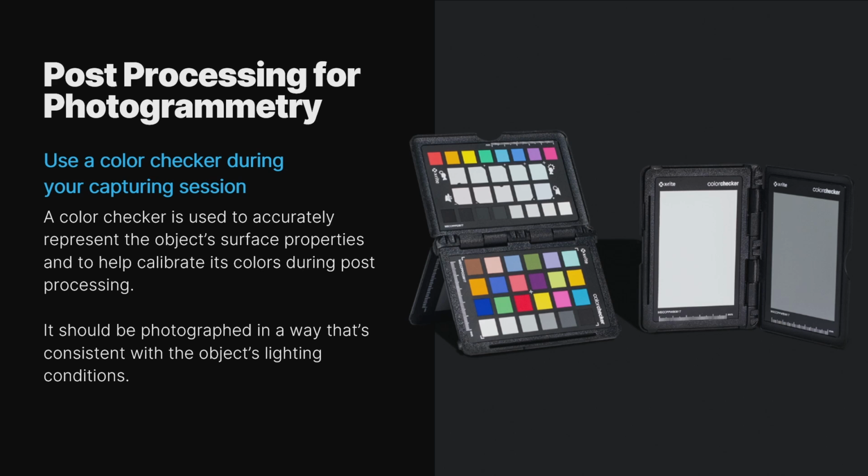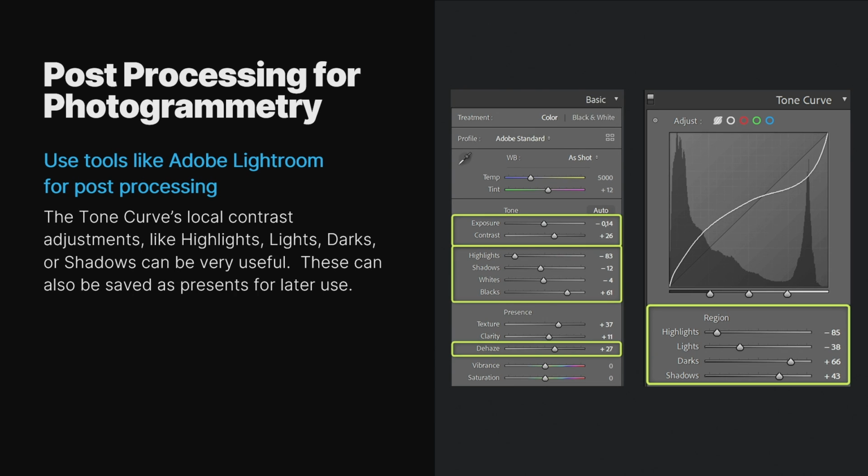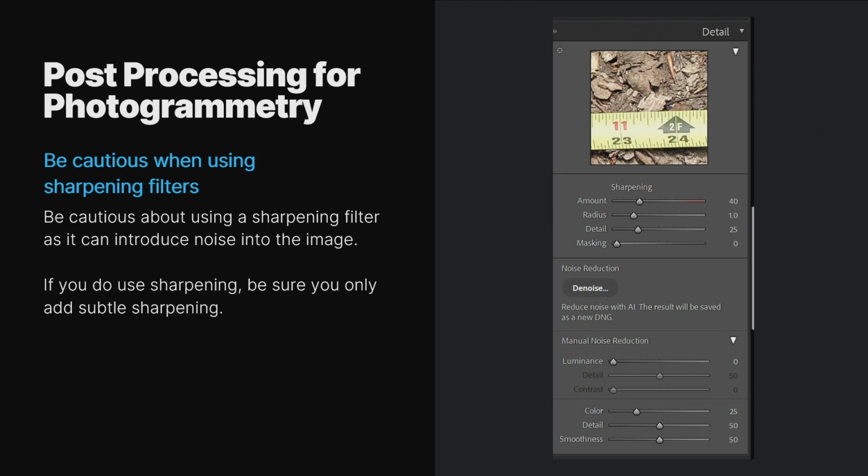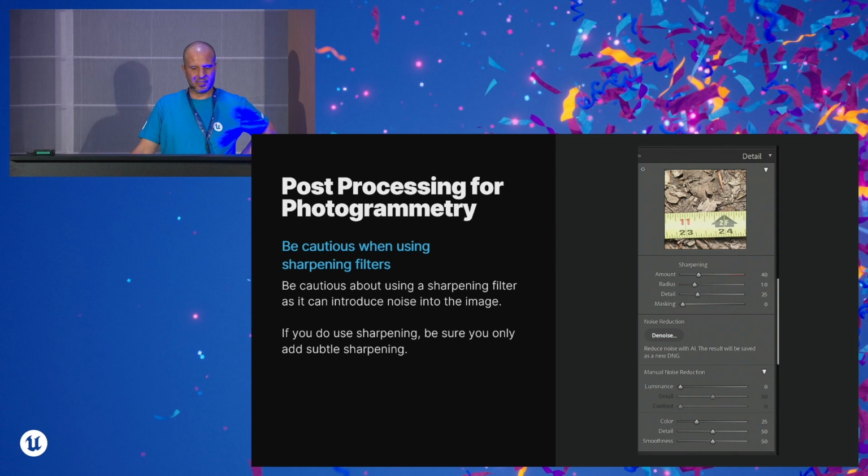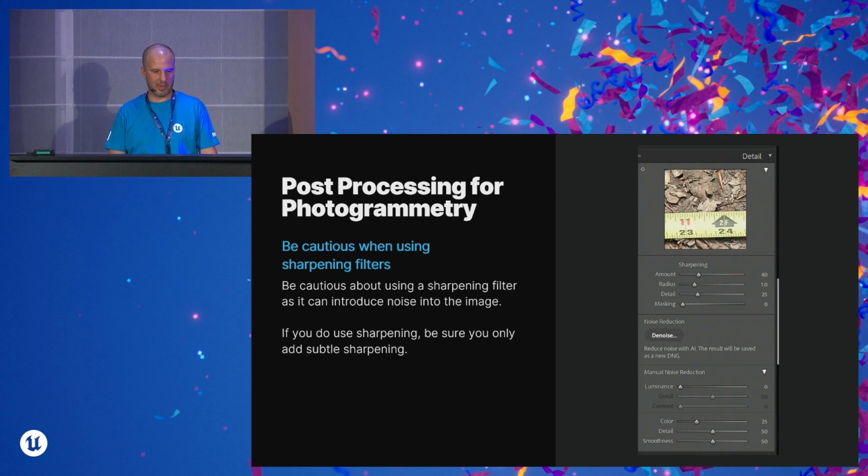Yeah, the color checker I've got here, like I said earlier, is going to get your colors right. There's a typical curve which will pull out the shadows and highlights, just boost them up a little bit. Like I was saying earlier about the AI stuff, be cautious using sharpening filters because it will mess it up. You can do a tiny bit of sharpening, but don't overdo it because pixels move around sometimes.